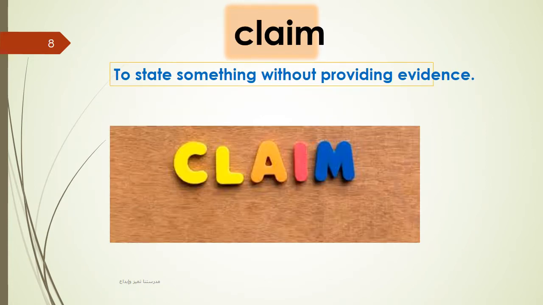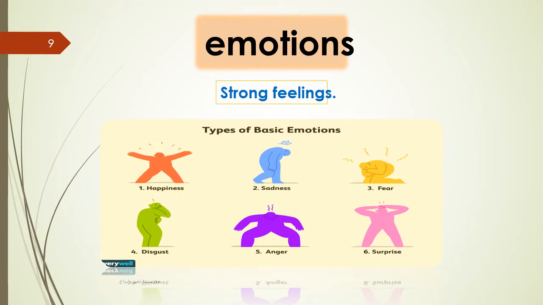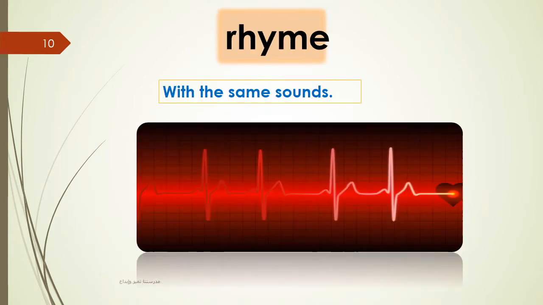Claim. To state something without providing evidence. You don't have any proof, any evidence, but you state it. Emotions. Strong feelings. Types of emotion are happiness, sadness, fear, disgust, anger, surprise. And you can use many types in your mobile phone. Rhyme. Words with the same sounds, like sky, fly; tree, free. The same sound here. That's why we call it rhyme.